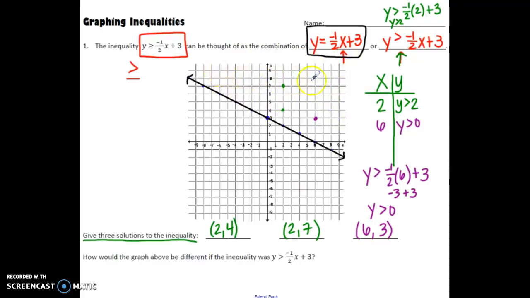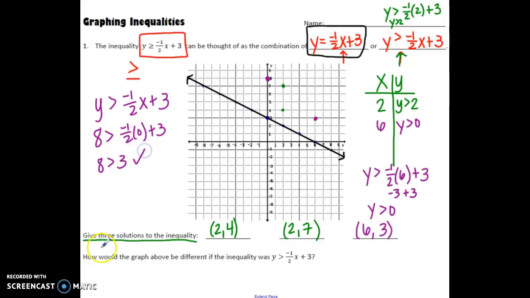In fact, any point that I pick above the line is going to work in this inequality. For example, if I pick the point (0, 8). Well, if I plug (0, 8) in for the y is greater than negative 1/2 x plus 3, just to show you, I plug 8 in for y. 8 is greater than, well, negative 1/2 times 0 plus 3, that's 0 plus 3, and 8 is greater than 3. It is a solution. So any point above this line ends up being a solution.